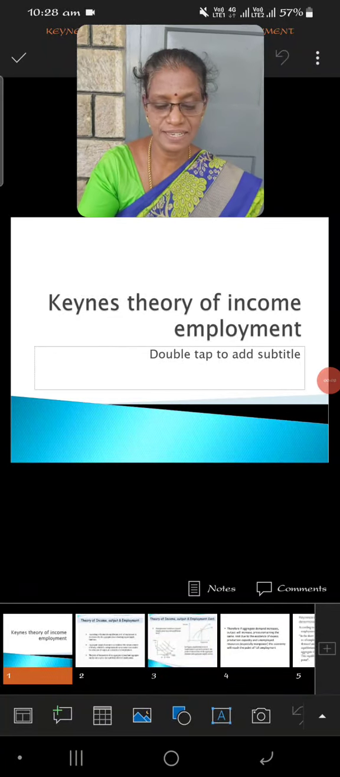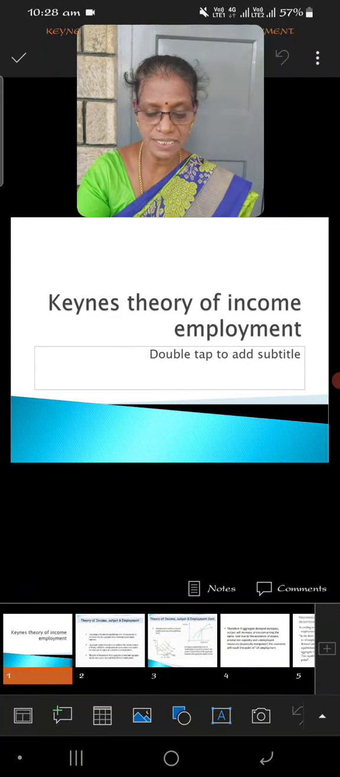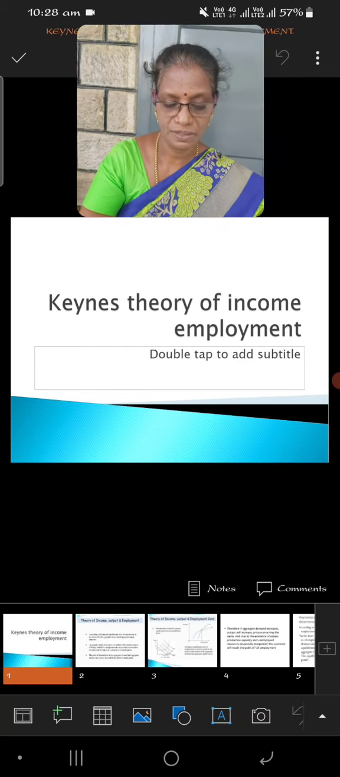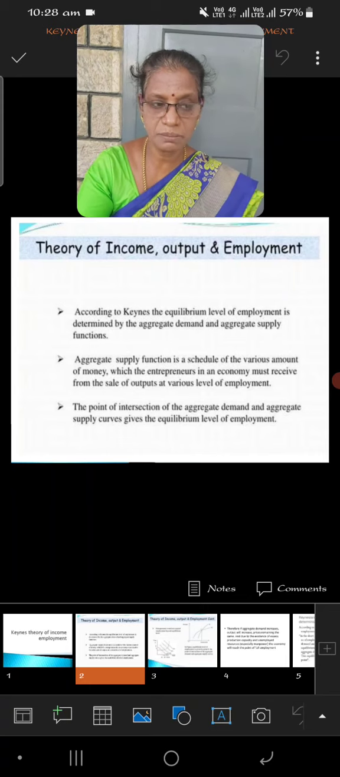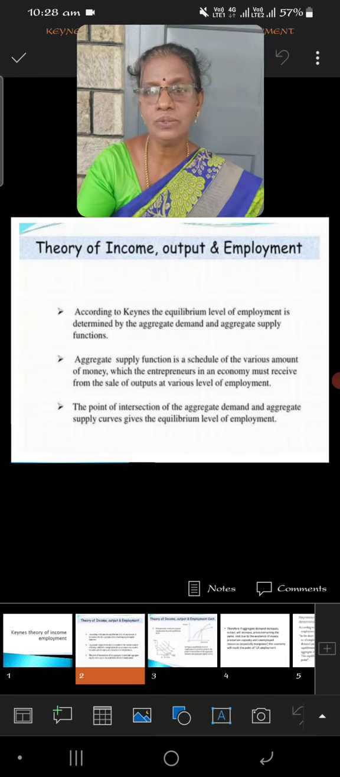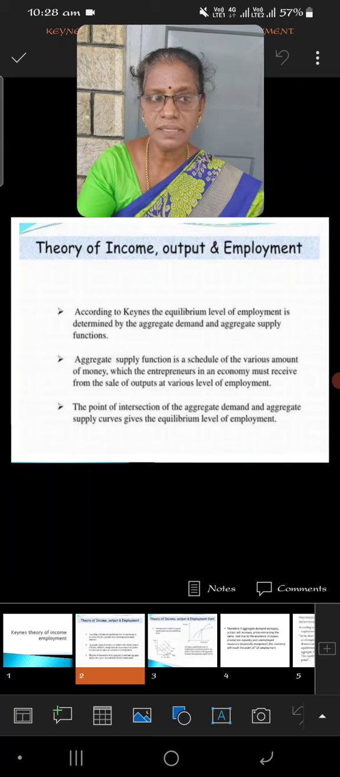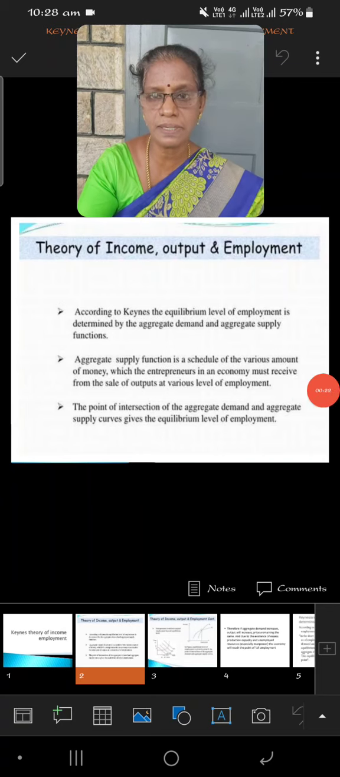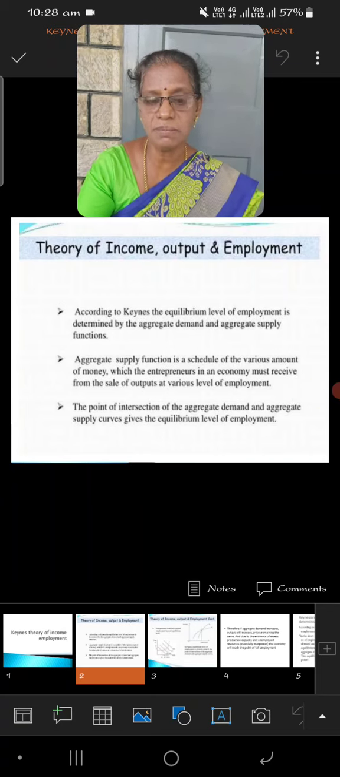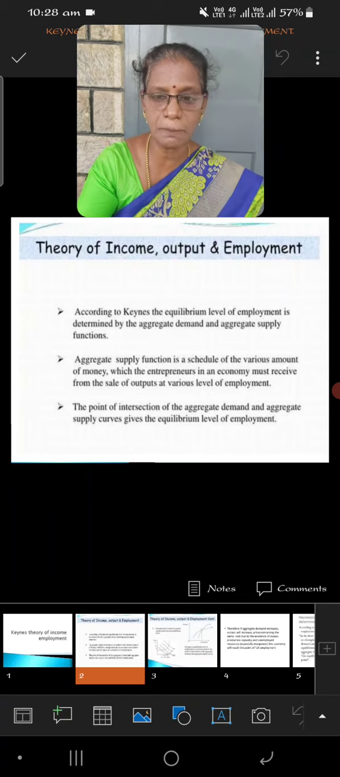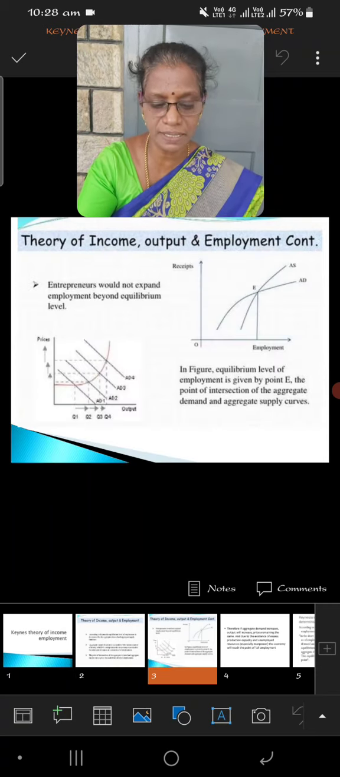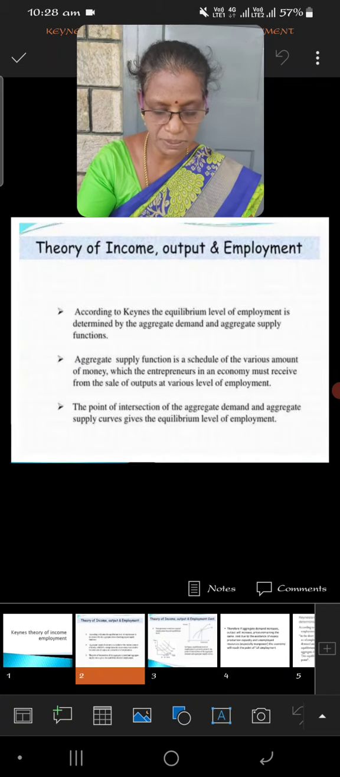Good morning. In this class, we are going to discuss the Keynesian theory of income and employment. First of all, we should know how to restore the equilibrium point. Being economics graduates, you all know how to restore the equilibrium point: by equating the two market forces, demand and supply. The same thing we are going to apply in the Keynesian theory of income and employment. Only by the intersection of aggregate demand and aggregate supply can we restore the equilibrium point.